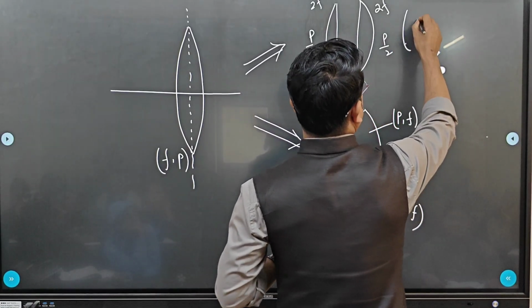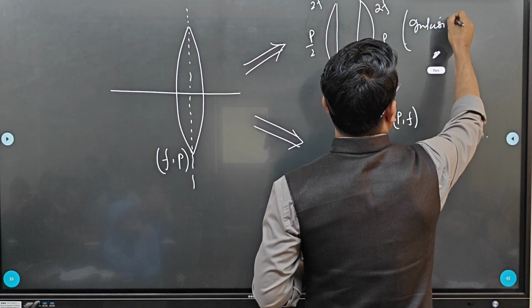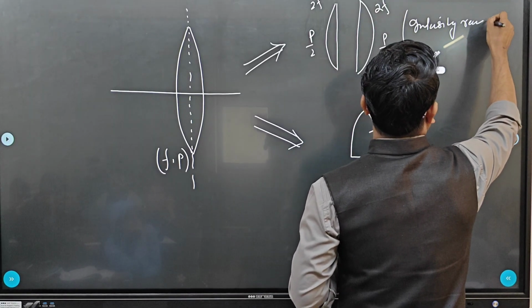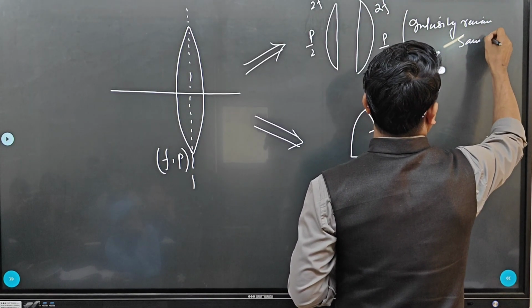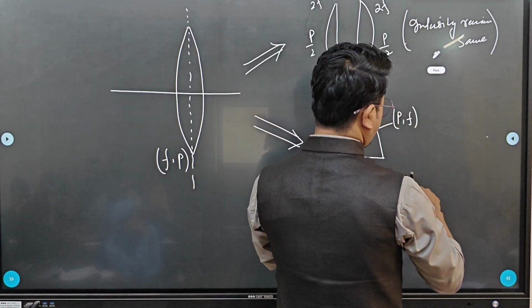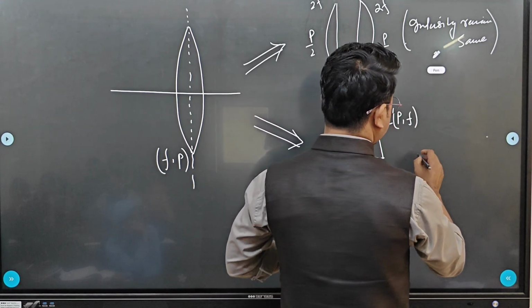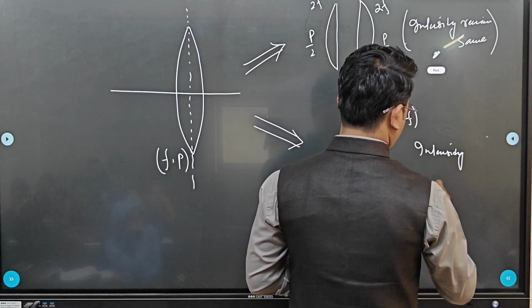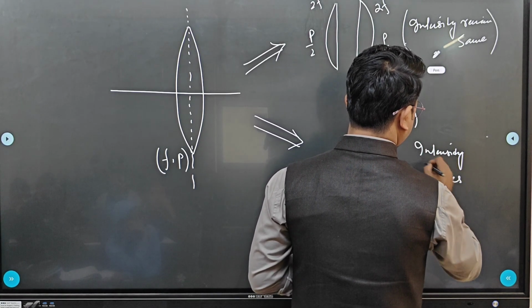Here you can mention intensity remains same. Here power and focal length will change, but intensity remains same in this case. But in this case, power and focal length remain same, but intensity decreases. Got it? Or you can write intensity changes.